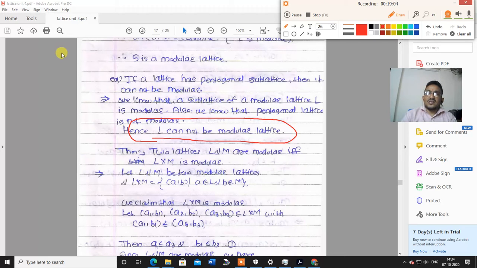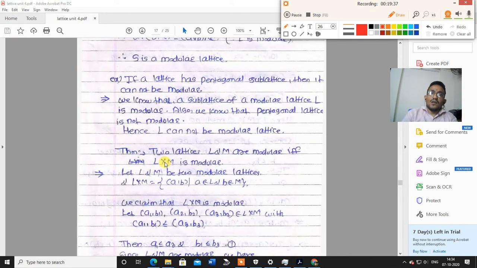So we saw that if a lattice is modular, then every sublattice of it is also modular. And if the lattice has a pentagonal sublattice, and the pentagonal lattice is not a modular lattice, then we consider that L cannot be a modular lattice. A lattice having a pentagonal sublattice cannot be a modular lattice.